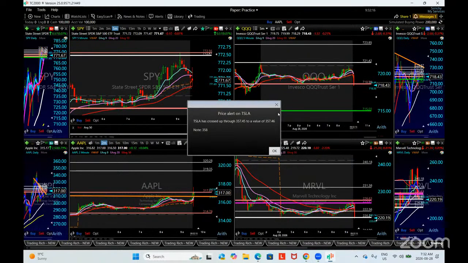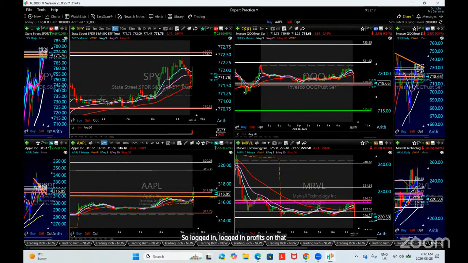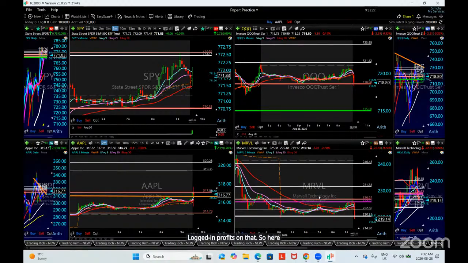So logged in profits on that. So here what we did was that we took a trade with the strategy that we trade, where regardless of what the direction is, we make money, right? So it was a thing of beauty.